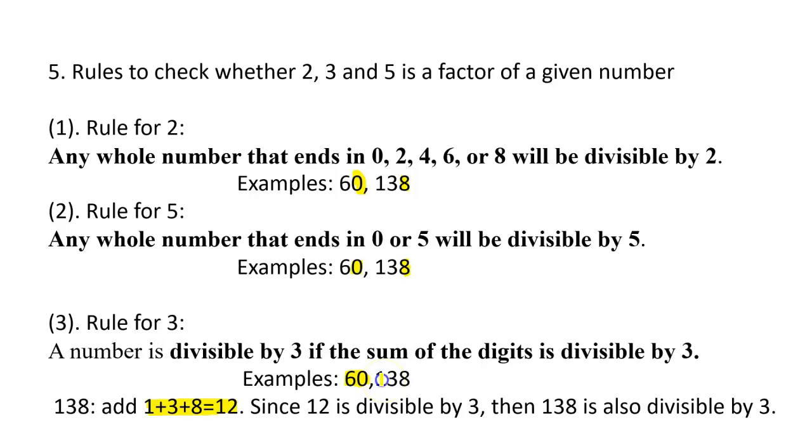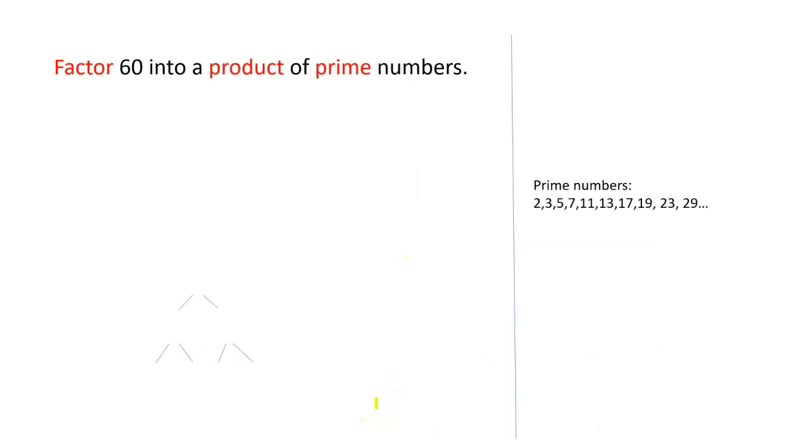Because when you just look at 138, you may not be able to see whether 3 goes in there. But when you add 1, 3, and 8, you get a very small number, 12. After we add all the digits, we only get 12, and we can easily see 3 goes into 12. That's why 3 goes into 138. During the factoring, these 3 rules are very useful.